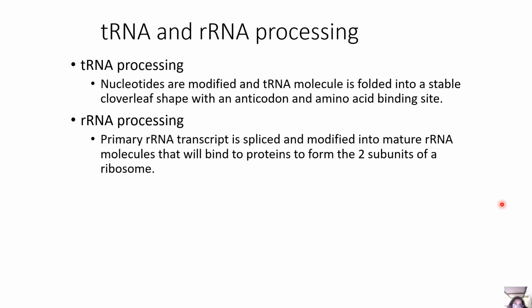tRNA processing: nucleotides are modified and the tRNA molecule is folded into a stable clover-leaf shape with an anticodon and an amino acid binding site. Primary rRNA is spliced and modified into mature RNA molecules that will bind to proteins to form the two subunits of a ribosome.